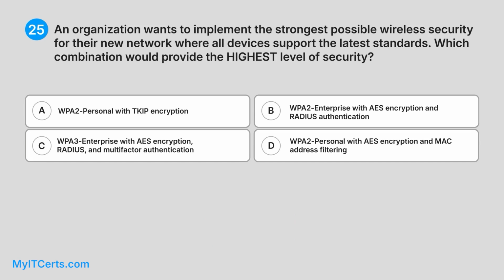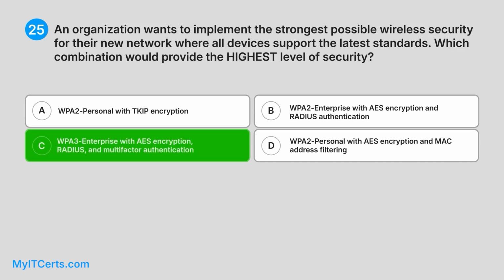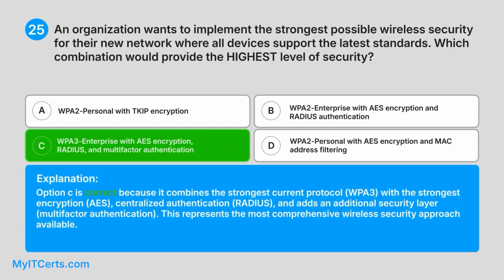Correct answer: C. WPA3 Enterprise with AES encryption and multi-factor authentication. Explanation. Option C is correct because it combines the strongest current protocol, WPA3, with the strongest encryption, AES, centralized authentication, RADIUS, and adds an additional security layer, multi-factor authentication. This represents the most comprehensive wireless security approach available.